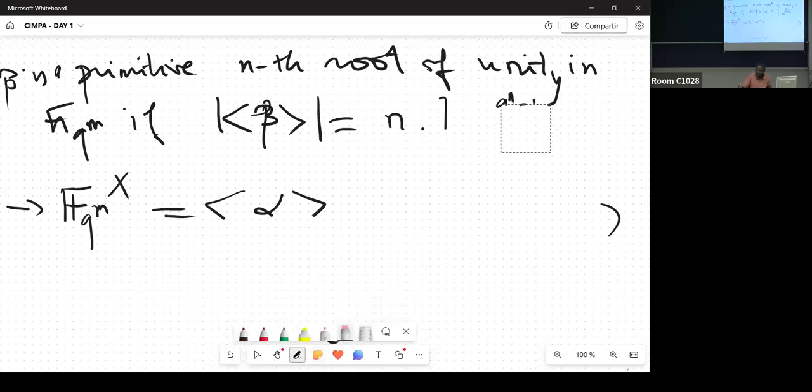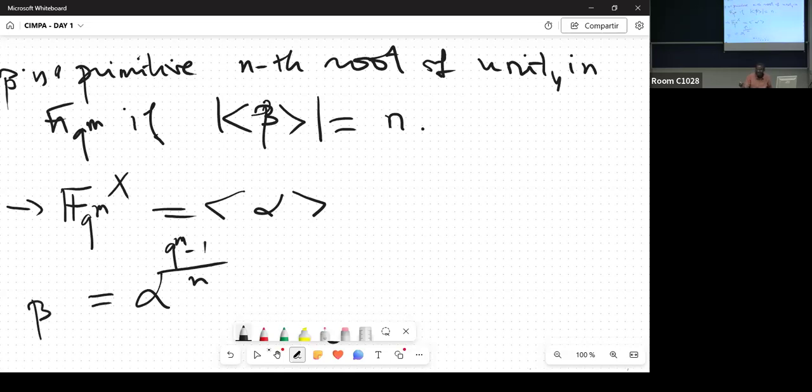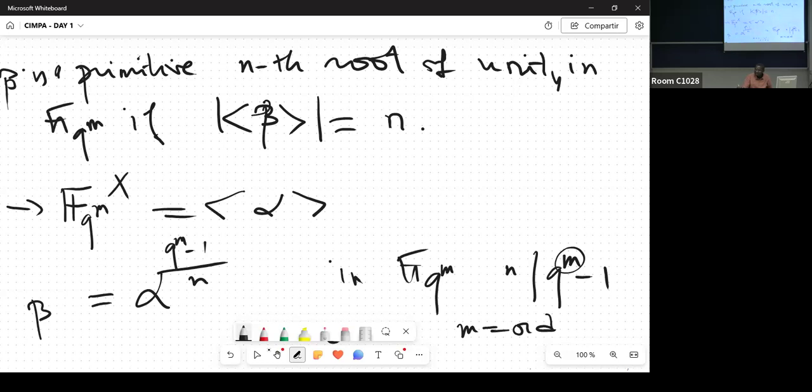Generally, you construct the primitive n-th root of unity in this finite field. M is the multiplicative order of Q in this group.